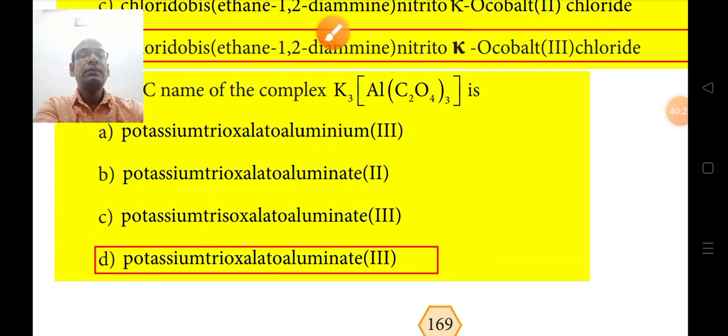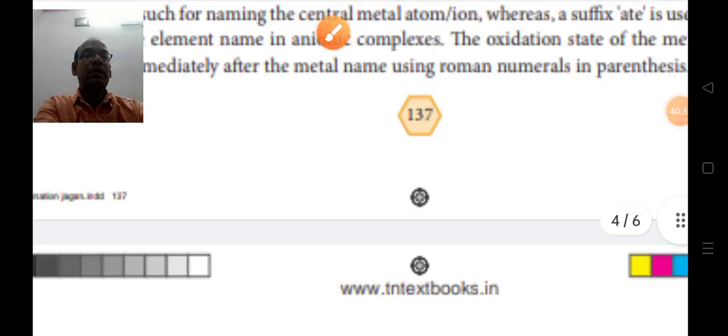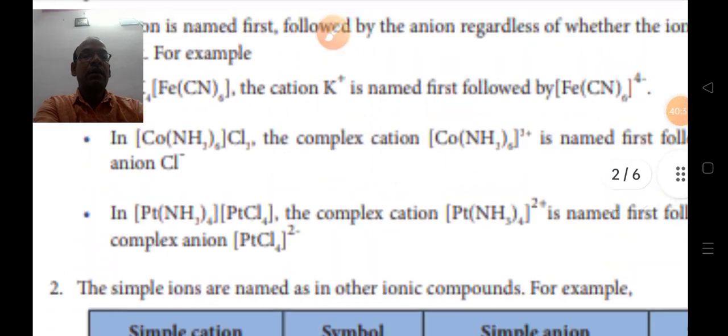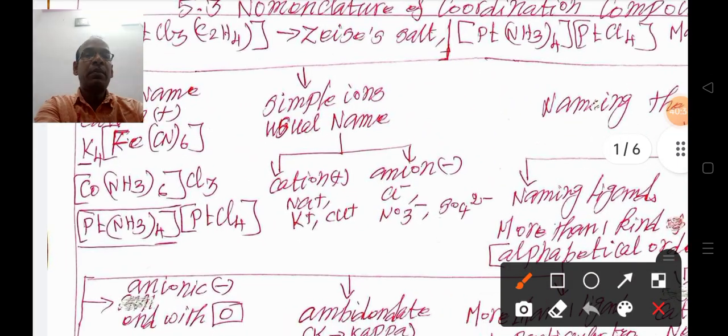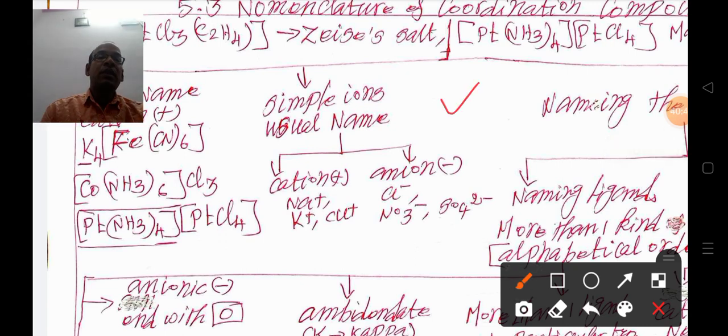Now once again, the IUPAC naming method, simple points. Using those points, we write down the IUPAC name of the complex.